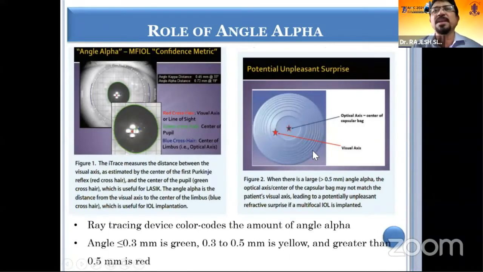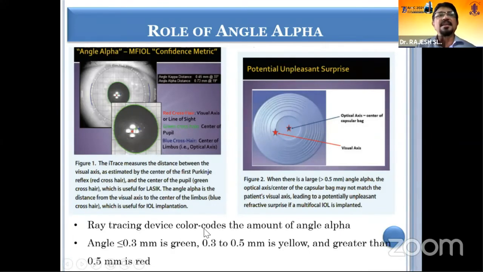As in this picture, if this is the optical axis of the lens, and this is the visual axis, then the rays are focusing on the diffractive plates, and that is why there will be induction of aberrations. And that is why the ray tracing device color codes the amount of angle alpha.